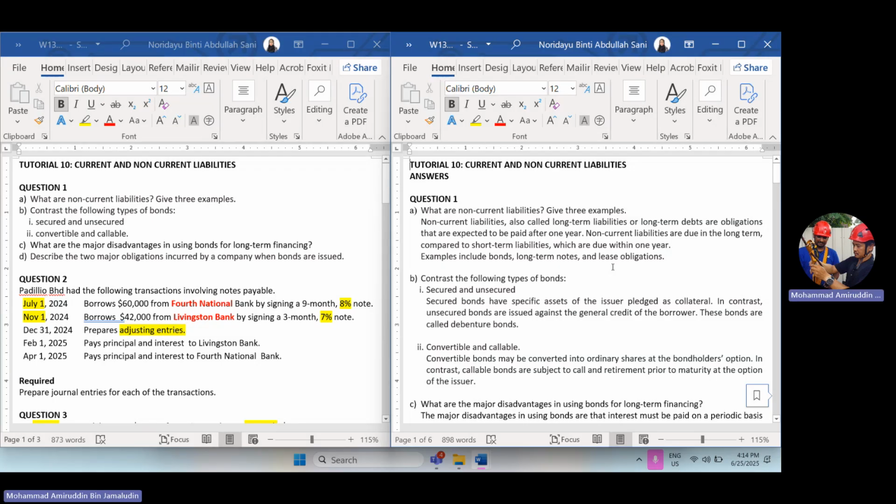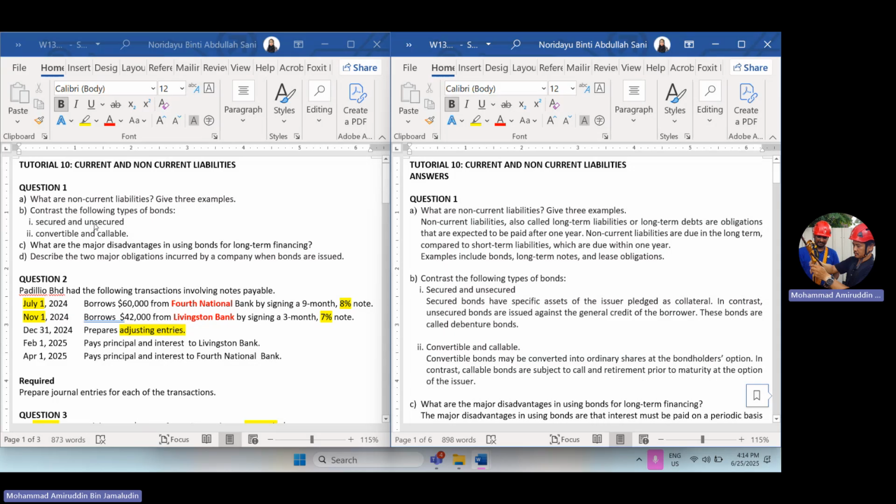So notice this. Lease obligations, leasing is normally more than 1 year. Very hard to come across a leasing which is less than 1 year. If you have less than 1 year, normally we go for rental.